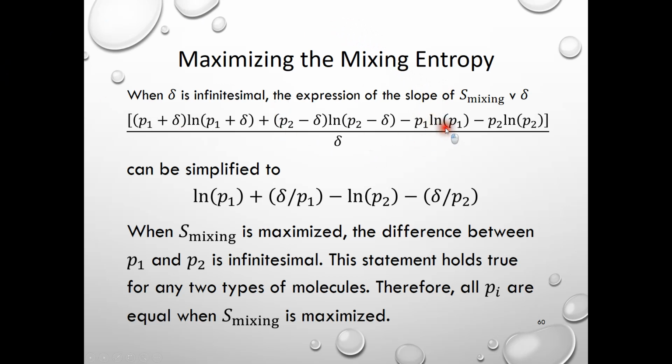If you know the Taylor expansion of the logarithm function, for example, the logarithm of 1 plus delta is approximately equal to delta, we can simplify this long expression to just 4 terms. It's just ln P1 plus delta over P1 minus ln P2 minus delta over P2. And when mixing entropy is maximized, this expression has to be 0. That means the difference between P1 and P2 must be infinitesimal. And this statement holds true for just any 2 types of molecules. And therefore, all those probabilities should be equal when the mixing entropy is maximized.